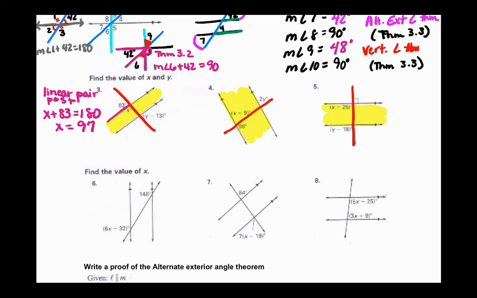Then when we look at our y value, y is on the exterior, and on the right side of our transversal, our 83 is on the exterior and the left side of the transversal. So we can use our alternate exterior angle theorem that says they're congruent. So we set their measurements equal. 83 equals y minus 13. So 96 is the value of y.